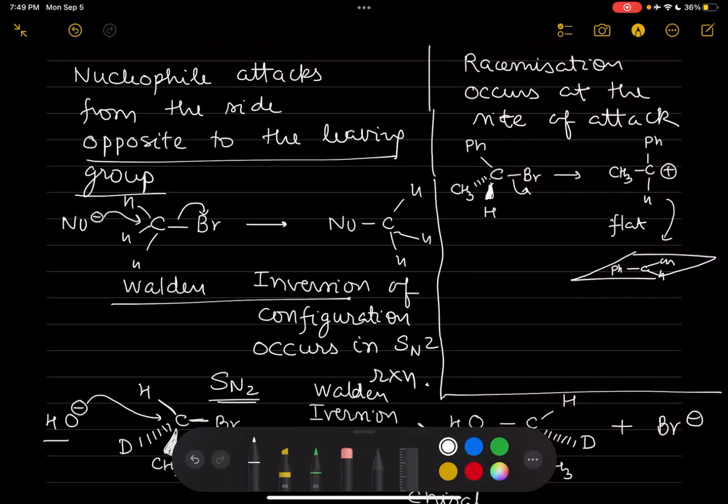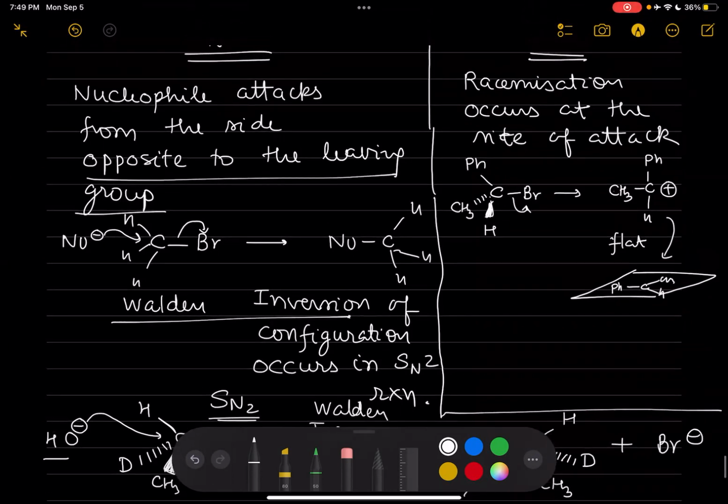Actually, in SN2, they were on one side, and when the nucleophile was coming, they moved to the other side. But suppose the leaving group comes out before the attack of the nucleophile, that is SN1, unimolecular. So what happens to the carbon? Are the 3 bonds on one side or on the other side? The answer is the 3 bonds on the carbocation are flat. Carbocation is a flat trigonal planar species, and it has a plus charge.